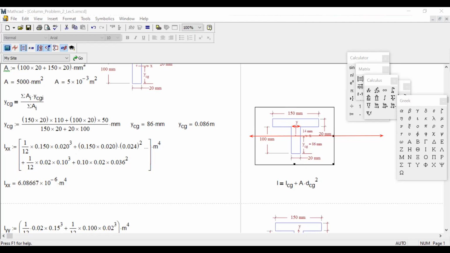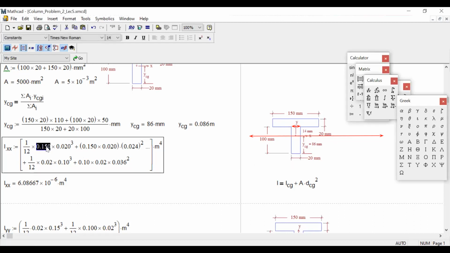1 by 12 B H cube. So you see 1 by 12. What is my B? 150 millimeter. H is 20. So 1 by 12 B H cube, then plus A D square. So area obviously you know 150 into 20. And what is the D square? D square will be, we are working with the top area, so this will be the distance between the top area's CG and this CG. So how much will this distance be?